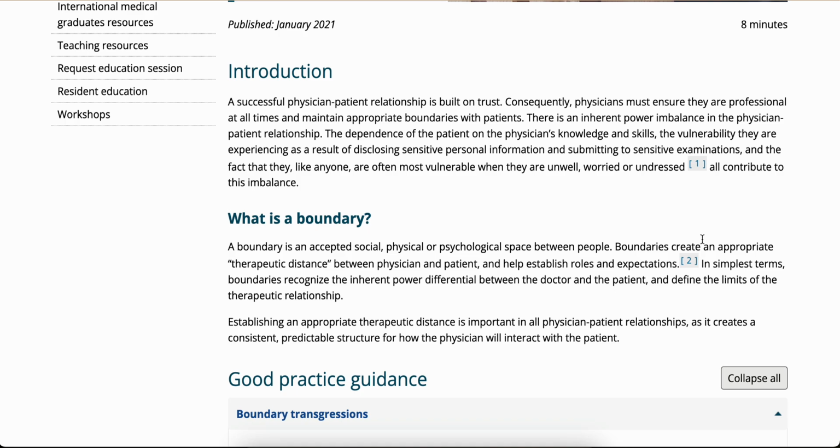Establishing an appropriate therapeutic distance is important in all physician-patient relationships, as it creates a consistent, predictable structure for how the physician will interact with the patients. The most important thing in the Canadian healthcare system is, when you are working with the patient in a therapeutic relationship, you always try your best not to be more personal, not to expose your personal life to them, or ask something which is personal to them but does not relate to the care.